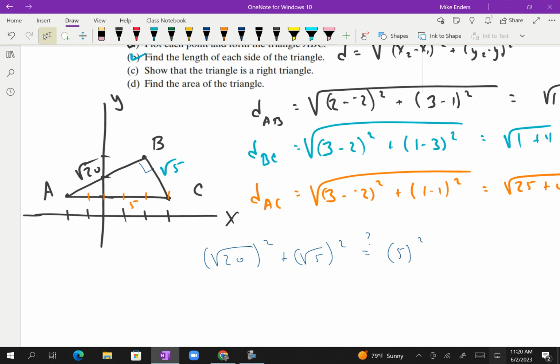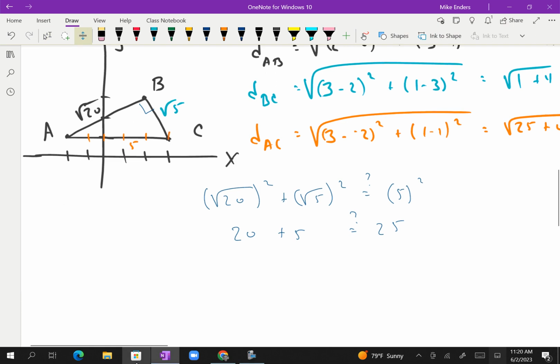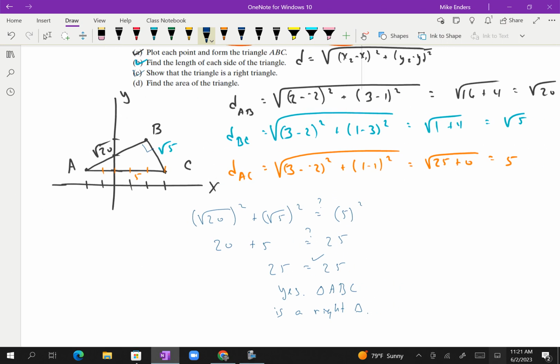So the square root of 20 squared, the square and square root cancel, so that's just 20. The square root of 5 squared, the square and square root cancel, so that's also just 5. And 5 squared is 25. So it's still got my question mark there, although we can readily see pretty quickly 20 plus 5 is indeed 25. And so 25 equals 25. So yes, triangle ABC is then a right triangle. And we can use some abbreviations in there. So now we know what we have. We've done parts A, B, and C.